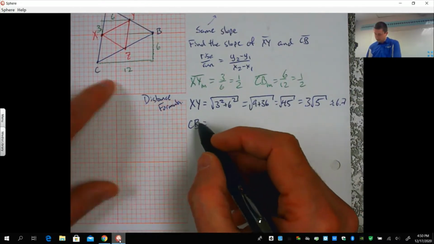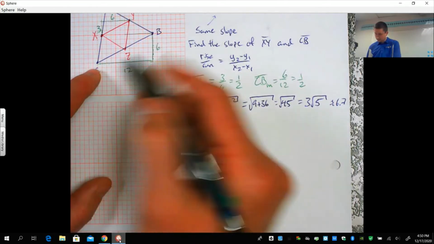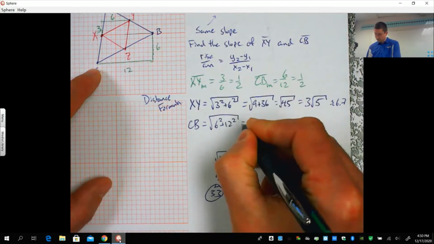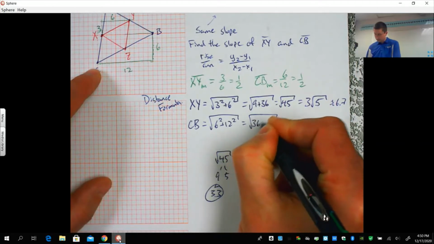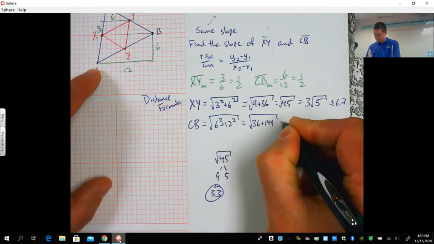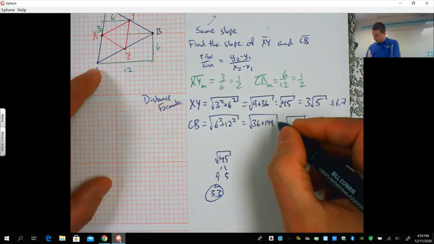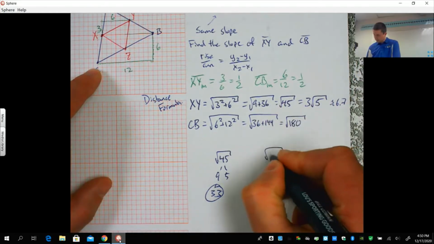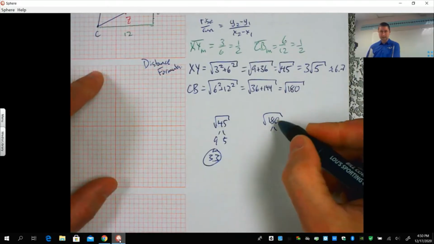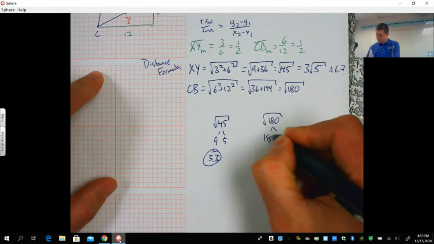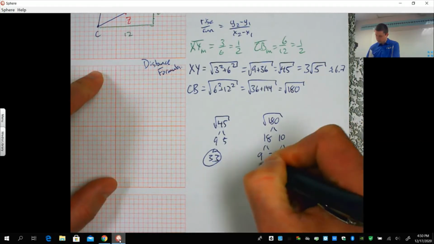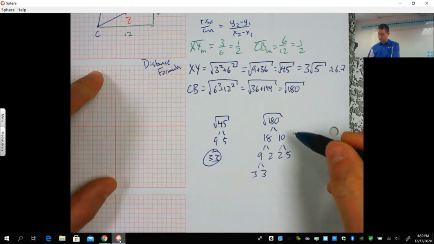So C to B, here's my rise and my run. So it's the square root of 6 squared plus 12 squared. So that's the square root of 36 plus 144. That's the square root of 180. Okay, let's do a factor tree with 180. Well, it ends in 0. So 18 times 10, that's 9 times 2, and that's 2 times 5, and then that's 3 times 3.